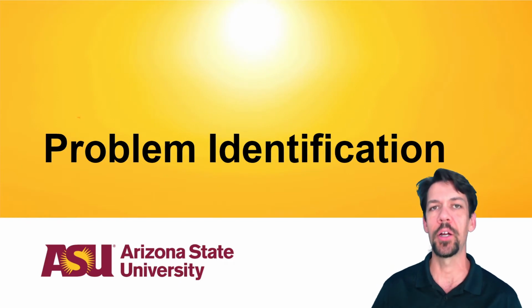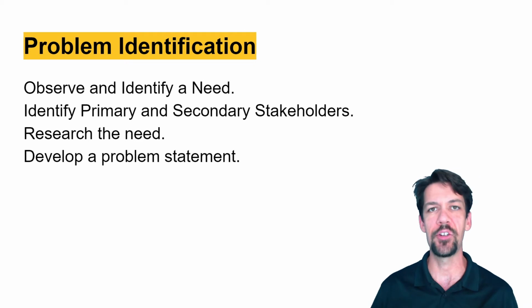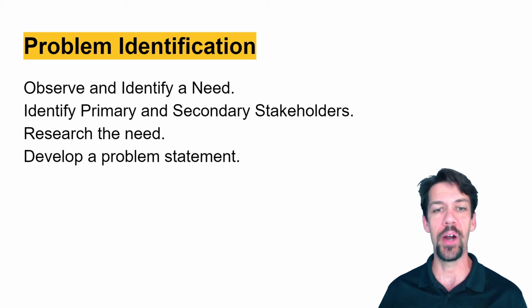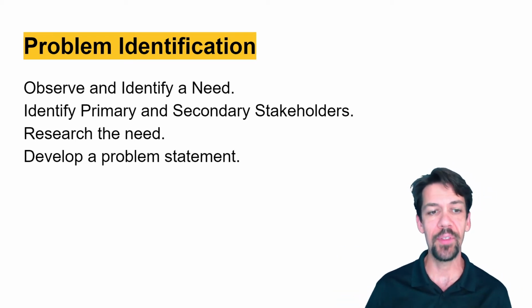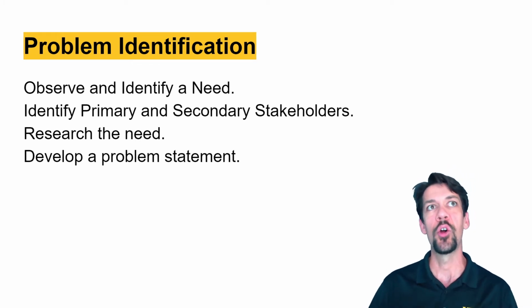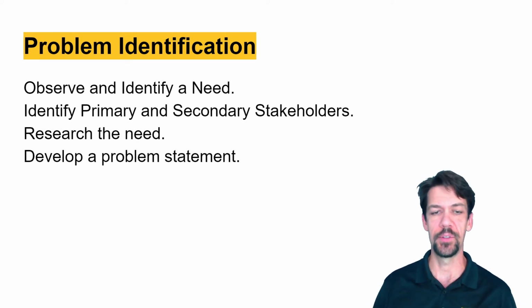The first thing we're going to look at is the problem identification. In problem identification, the idea here is to identify a need in the world somewhere, and then identify primary and secondary stakeholders, research the need and the people that have that need, and then develop a problem statement that encompasses not only who has the problem, but what is the problem, what are the main issues involved.